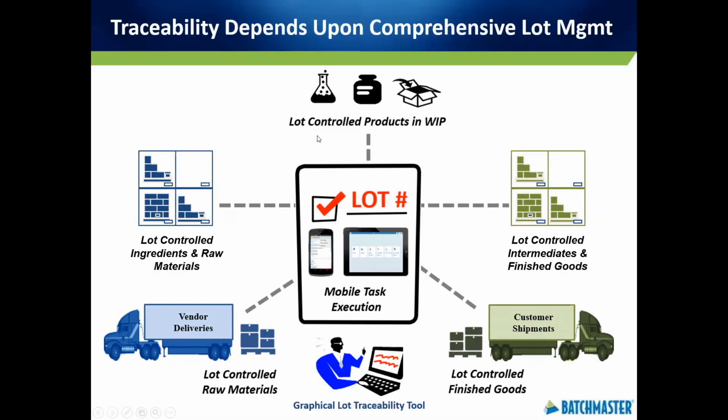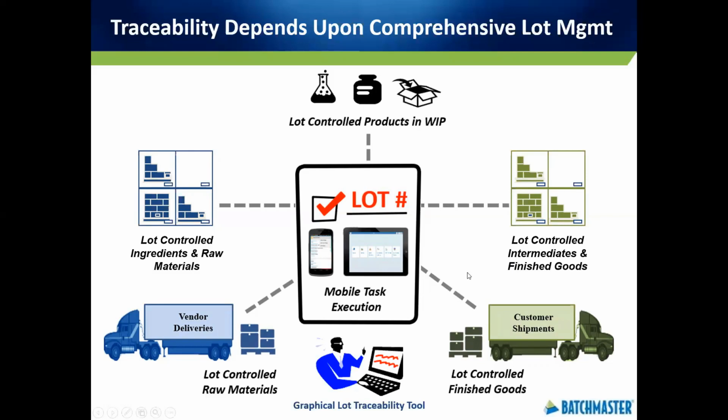Look at how our system deals with lot control ingredients, raw material, packaging materials in WIP, and the finished goods that are coming out of a production line, and sales orders that require certain lot controlled finished goods and how we can pick them and ship them.